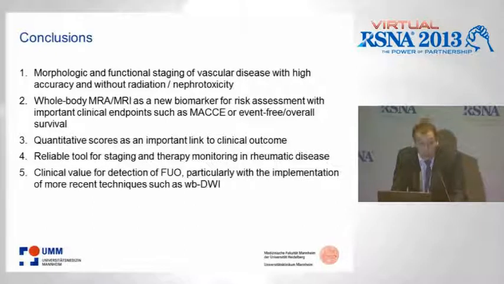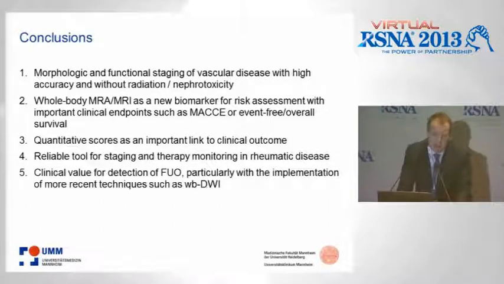It requires, and this is important also for the vendors, quantitative scores as an important link to clinical outcome. I think this is important. We have to have normalized scores. And I think it's a really reliable tool for staging and particularly therapy monitoring in rheumatic disease. The clinical value for detection of fever of unknown origin, I think, is established, particularly with the implementation of more recent techniques such as whole body diffusion weighted imaging.